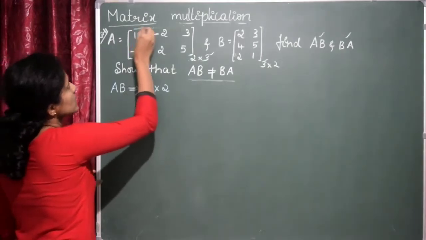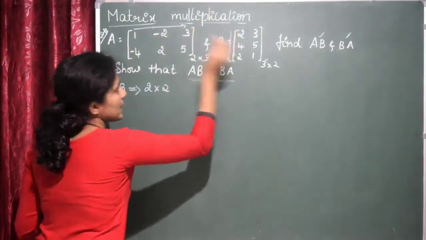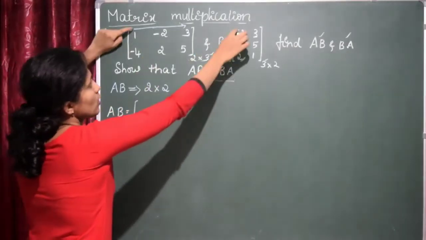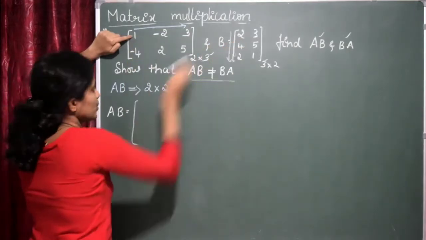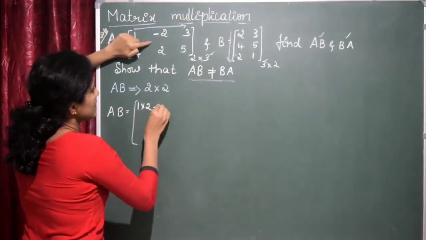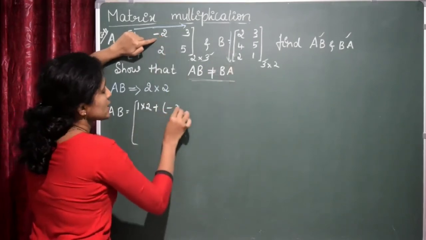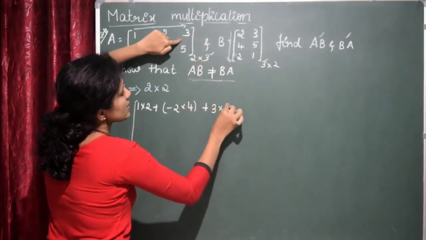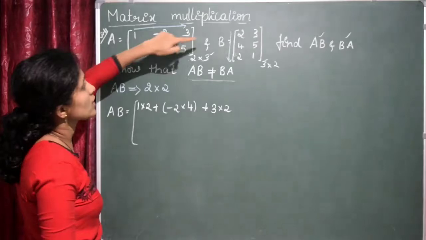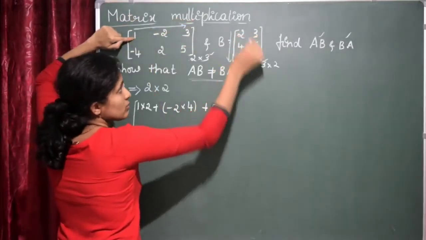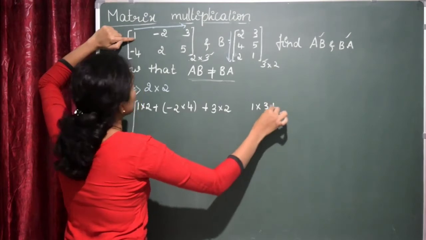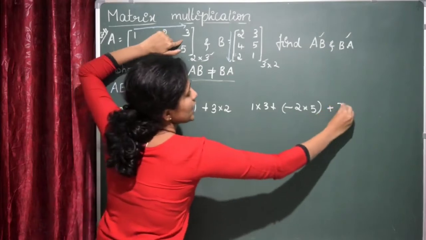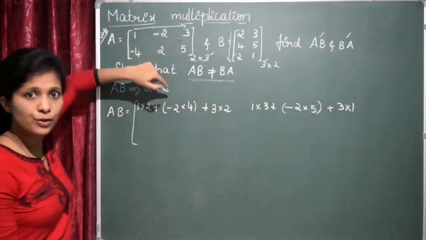Now we'll multiply. This is matrix A and this is matrix B. So AB will be equal to, now, first row, first column, that will be 1 into 2. First element: 1 into 2 plus minus 2 into 4 plus 3 into 2. Is it clear? This is the first element. Second element, first row, second column, that is 1 into 3 plus minus 2 into 5 plus 3 into 1. Is it clear? First element and the second element.